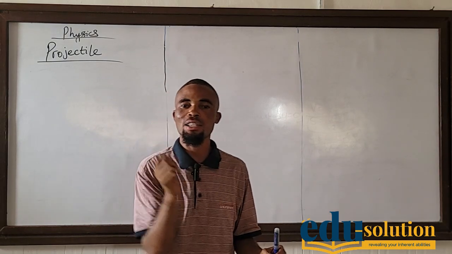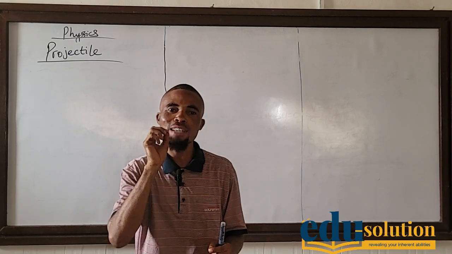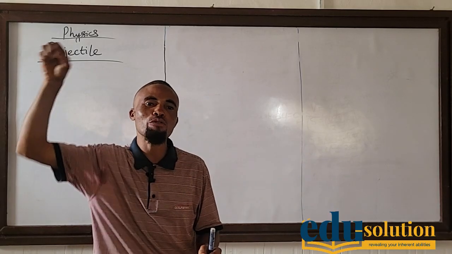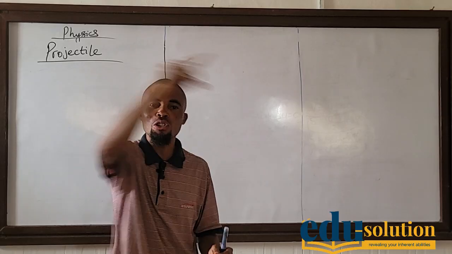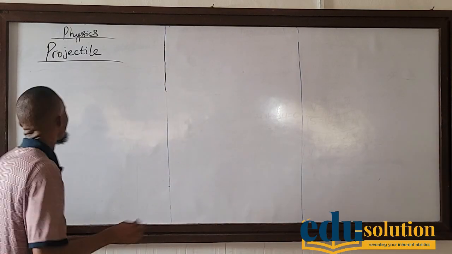Okay, that's for SS1. Now in SS2, that's when we talk about projectile, which is any object which, when it is given an initial velocity, subsequently follows a path that is determined by the gravitational influence of the environment and the frictional resistance. I know that's big grammar. Let's go to the board. This is what we are saying.